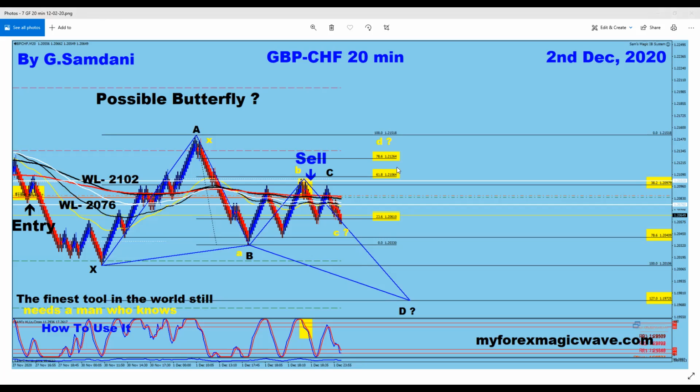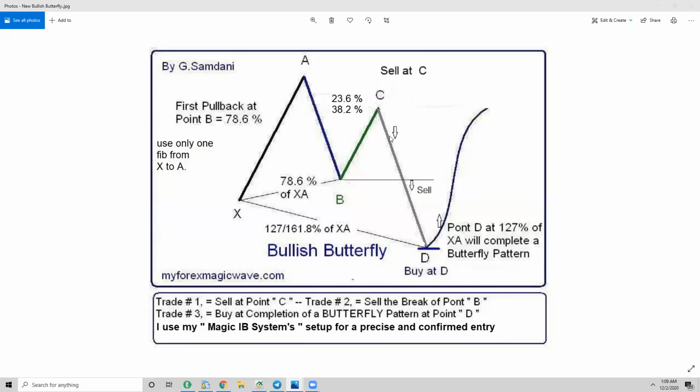Okay, so I have to show the screen, and I guess now you're going to see it. This is a butterfly pattern diagram that I made a long time ago, and this is how it's supposed to be. B point should be at 78% of XA, then the price goes to either 38% or 23% and makes the turn, and then goes down all the way to 127 or 161% of XA as an extension, beyond the low of X, at point D. That pattern is finished, and then you're supposed to go long from here.